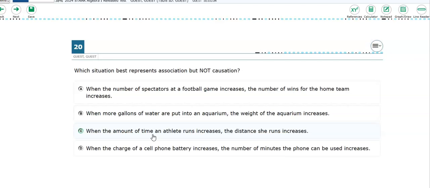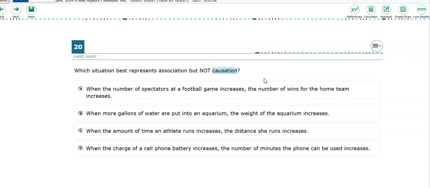But all right, association means things are related, but there's no cause and effect relationship between them. Like you're associated with your friends, but your friends are not the reason you exist or anything like that. That's what association means. And causation means there's a cause and effect relationship.